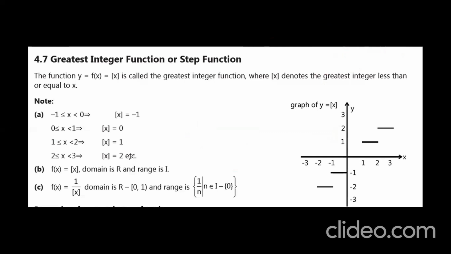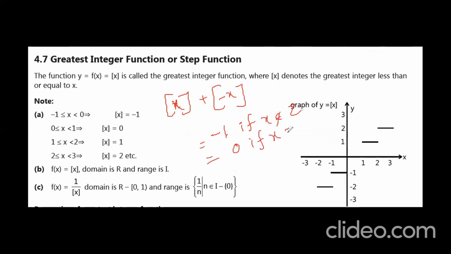Next, you see the important point. I am taking the two integral parts, positive and negative: integral part of x plus integral part of minus x. What do I get? When you add these two, you will get minus 1 if x does not belong to Z. It is equal to 0 if x belongs to Z, because the integral part is totally 0. That's why you get 0 if x belongs to Z, and minus 1 if x does not belong to Z.